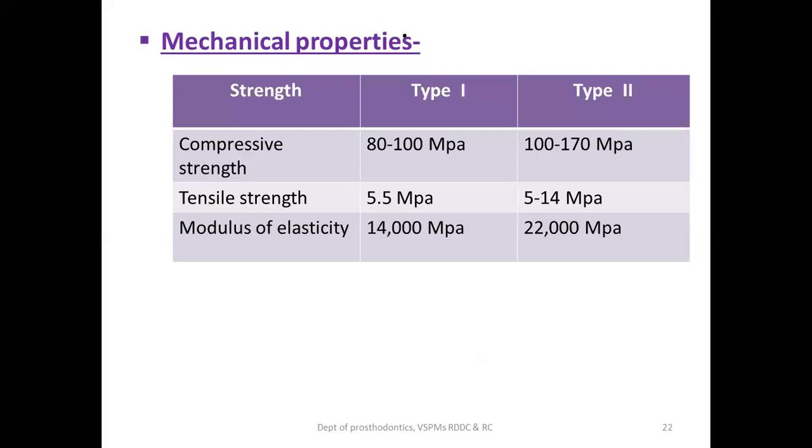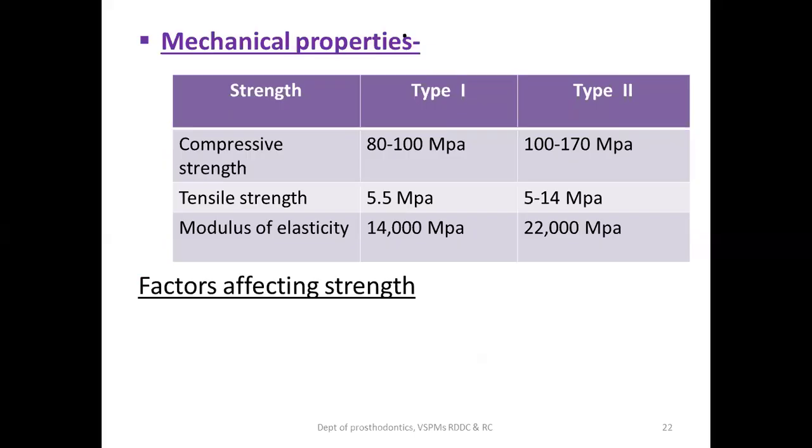Now, in the mechanical properties, zinc phosphate cement has a very good compressive strength as compared to other cements. It is 80 to 100 MPa for type 1 and 100 to 170 MPa for type 2 consistency. The tensile strength is less, 5.5 and 5 to 14 MPa. The modulus of elasticity is 14,000 to 22,000 MPa.